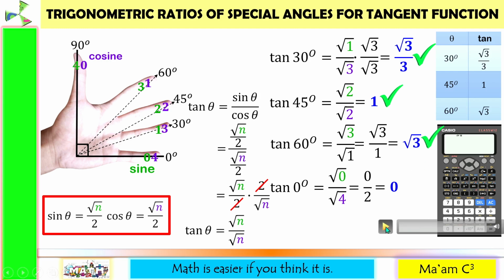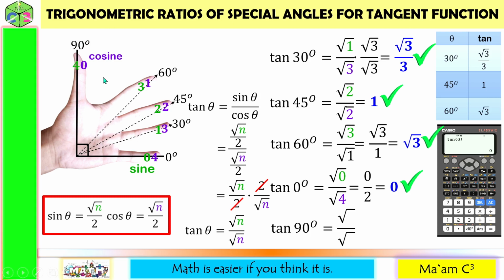So let us solve for tangent of 0 degrees. And that is equal to 0. Our answer is correct. Last one, let's have tangent 90 degrees. This is 90 degrees. The green number is 4 and the purple number is 0.